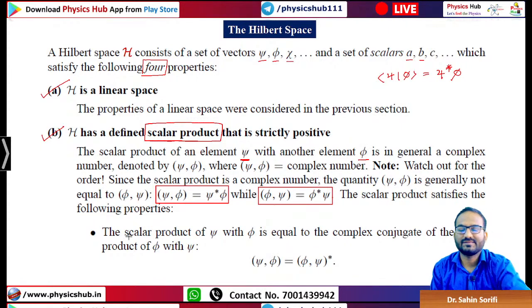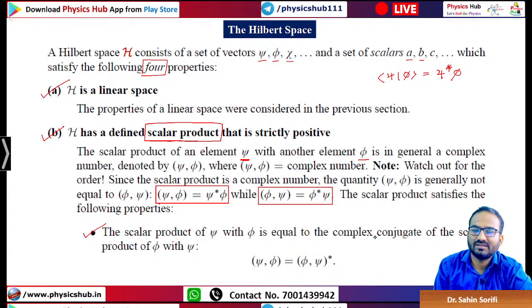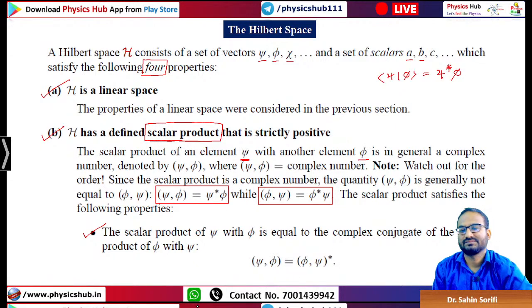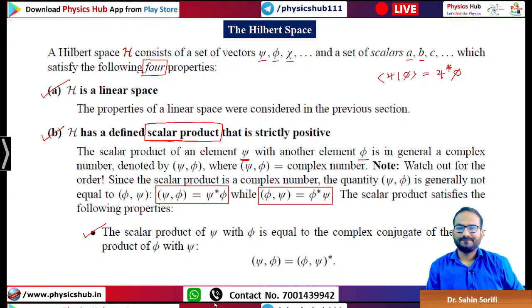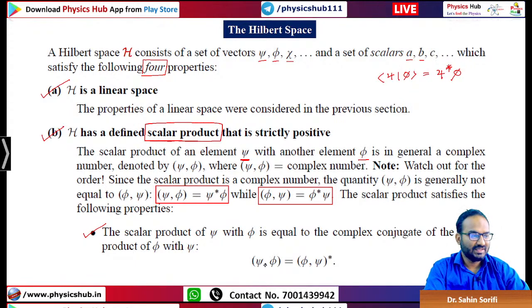The scalar product satisfies the following property. Now this is important. Scalar product of psi and phi is equal to the complex conjugate of the scalar product of phi with psi. So you see ⟨psi|phi⟩ will become psi star phi, and psi star phi is nothing but ⟨phi|psi⟩ star. So ⟨psi|phi⟩ is equal to ⟨phi|psi⟩ star. This is the first property. Is there any question till now? Tell me. Or any difficulty in understanding?